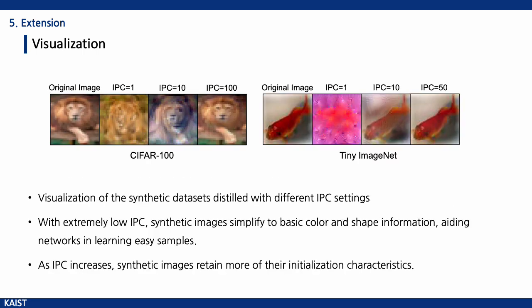Now, let's look at the visualization of synthetic datasets distilled with different IPC settings. When the IPC is extremely low, the synthetic images are simplified to contain only basic color and shape information. This simplification is beneficial for networks as it focuses on easy patterns, helping them effectively learn simple features. As the IPC increases, the synthetic images become more detailed and retain more of their initialization characteristics. This reflects the model's ability to distill and preserve more complex patterns as the capacity of the synthetic dataset grows. This visualization demonstrates how the IPC setting influences the structure and complexity of the distilled datasets, showing a progression from basic to more intricate patterns.